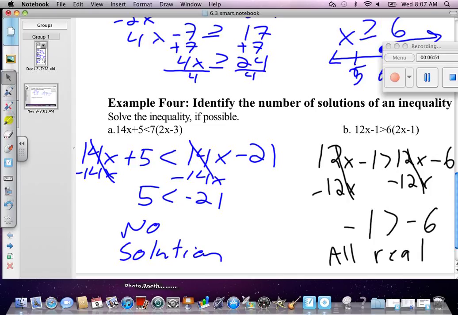So do you guys understand the difference between these two? One is no solution because 5 cannot be less than negative 21. And one is all real because it is true. Negative 1 is greater than negative 6.